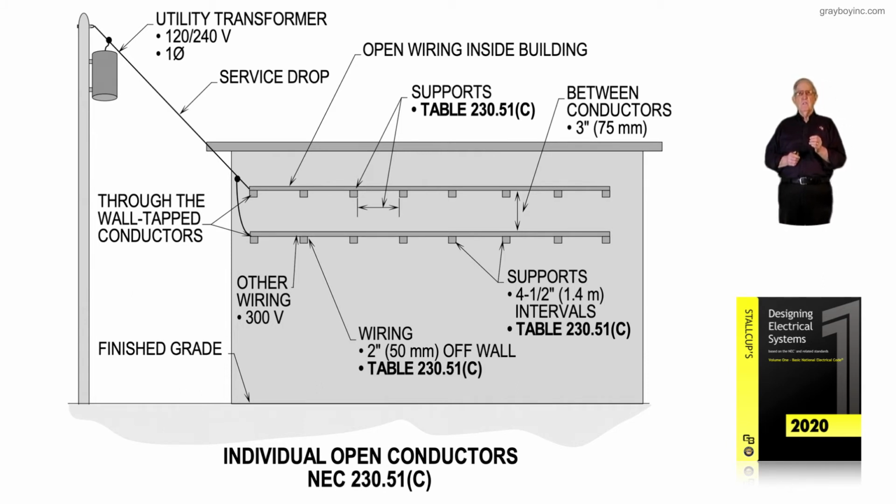230.51(C). But to use these open wiring conductors either inside the building on a concrete type related wall or outside, either one, it must be approved by the authority having jurisdiction.